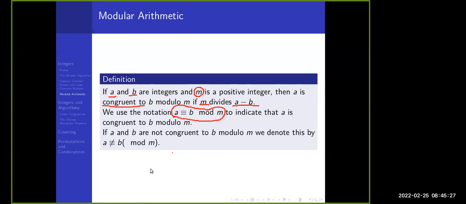In a situation where A is not congruent to B modulo M, this is how we shall write it. We just use the same sign, but we cross it out to mean A is not congruent to B modulo M. So remember this: for congruence, we are using three parallel lines. It's not an equal sign. Equal means a totally different thing. We are using congruence, so there have to be three parallel lines when you're writing this notation.